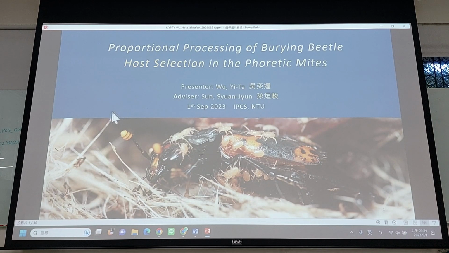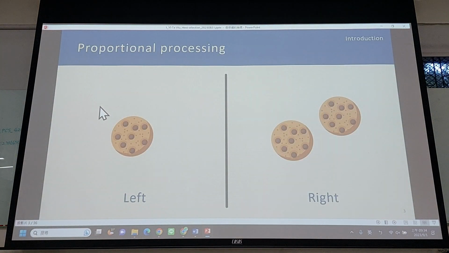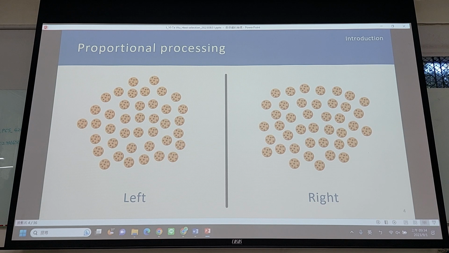I'm going to start the story with some biscuits. Here are two sides of biscuits on the slides. I might ask you which side has more biscuits. The right side has one more biscuit, right? But how about this? Which side has more biscuits? It's a bit harder, right? If you think it's more difficult, then you are using a cognitive strategy called proportional processing.